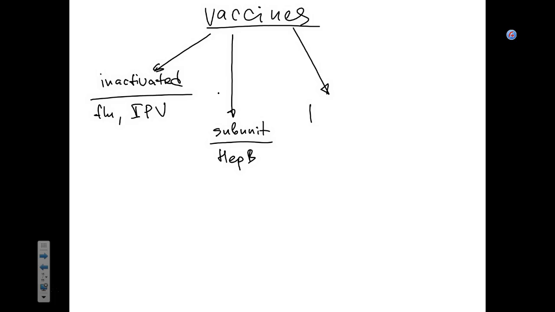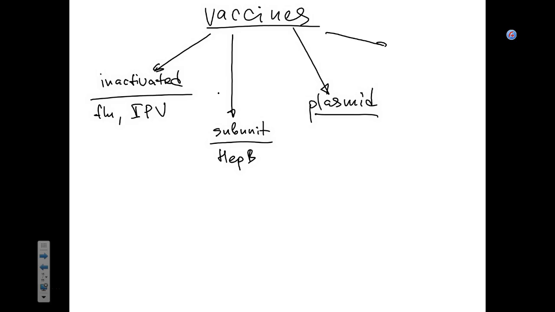Any other way? Okay, plasmid. You can take plasmid, stick the gene or genes into the plasmid, shoot it into the muscle, and those genes will start getting expressed. Proteins are produced and your immune system will respond. There are no approved plasmid vaccines yet. WHO doesn't like the idea.